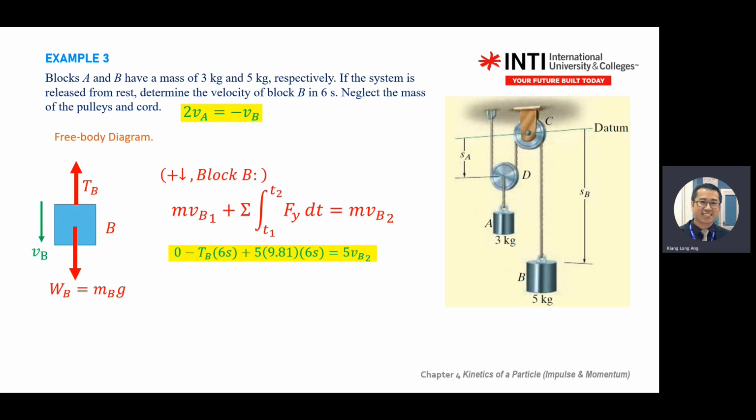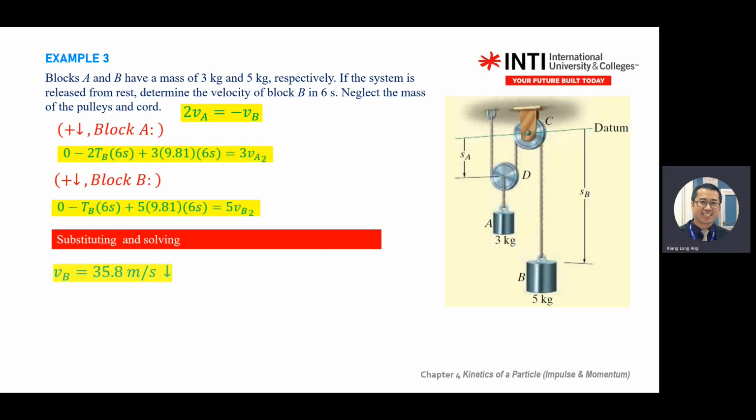So equation 1, equation 2, you have 3 unknowns: TB, VA, VB. You need one more. Where is the one more? It is the pulley equation. Just now you found the relationship between VA and VB. Substitute back, then you find the 3 unknowns. Okay, so this one is from the pulley system. You have 3 unknowns, you have 3 equations, you can solve. Just be careful on the negative positive sign for the pulley system. All right.